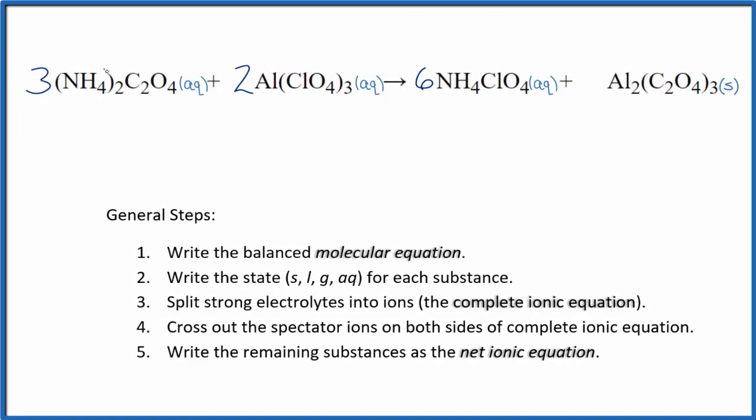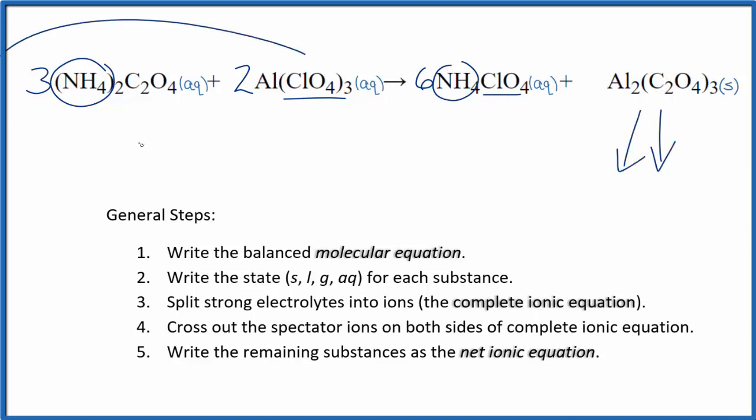So compounds with the ammonium ion are very soluble. So these compounds are soluble, and in general, the perchlorate ion is very soluble as well. So these are all soluble, but this aluminum oxalate here is insoluble. So this is going to be a precipitate. It's going to fall to the bottom of the test tube when these substances react. So we have our states.